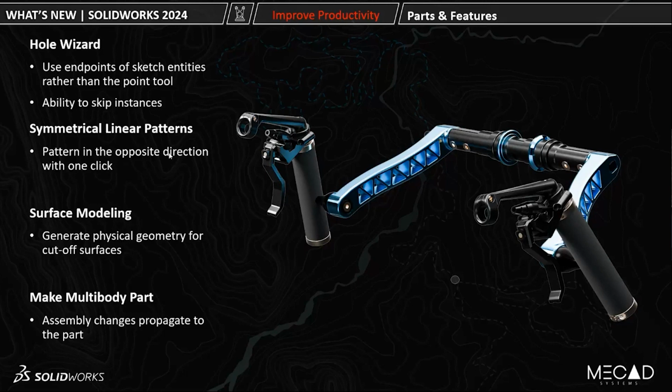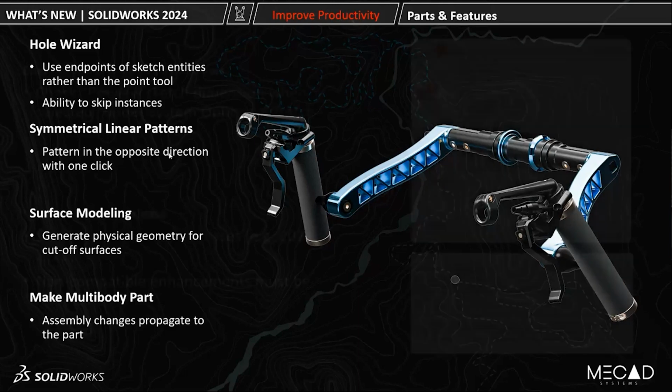A symmetrical linear pattern. Surface modeling, I didn't show that, but there's an improvement there that's going to help with shut-off surfaces as well. Very easy to create. So go and check that out in the What's New PDF. And then the multi-body part as well.